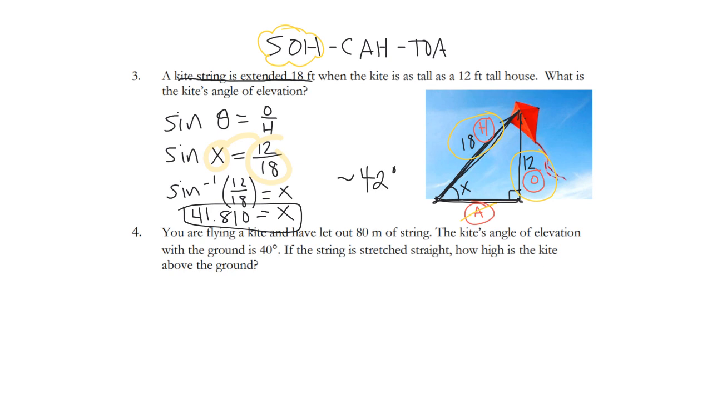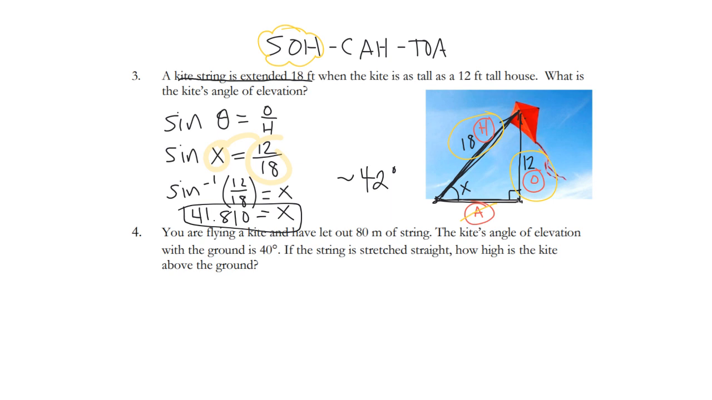All right, now let's look at the second part because it's also about a kite. And it says you are flying a kite and have let out 80 meters of string. The kite's angle of elevation with the ground is 40 degrees. If the string is stretched straight, how high is the kite above the ground?